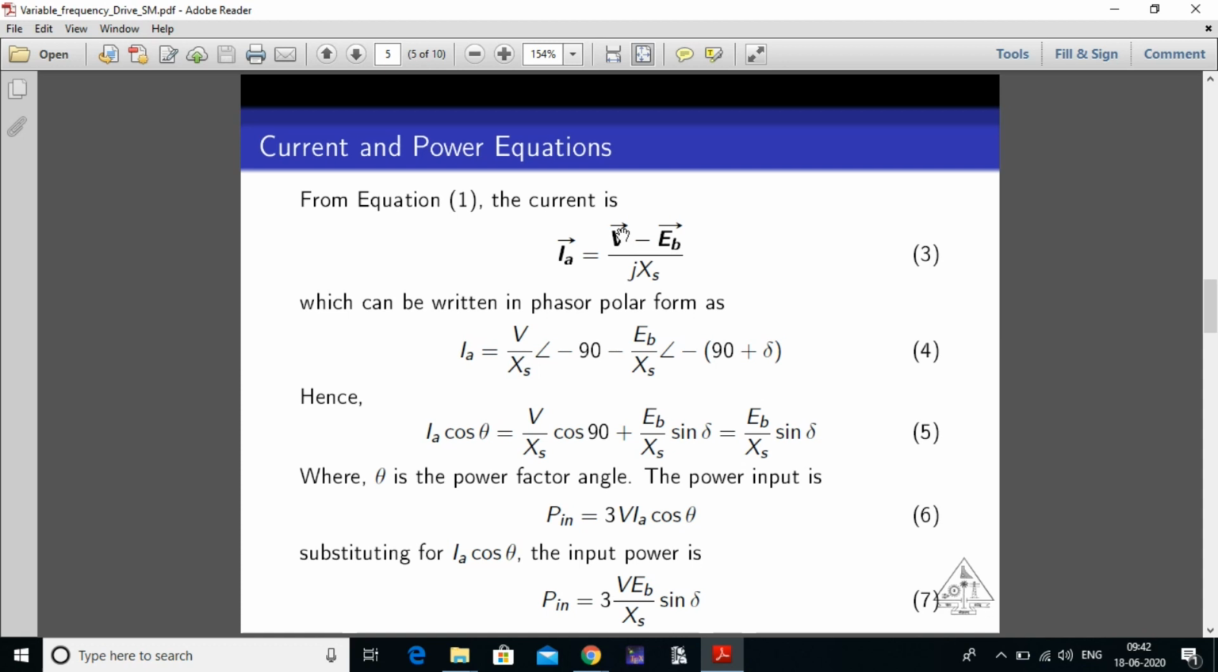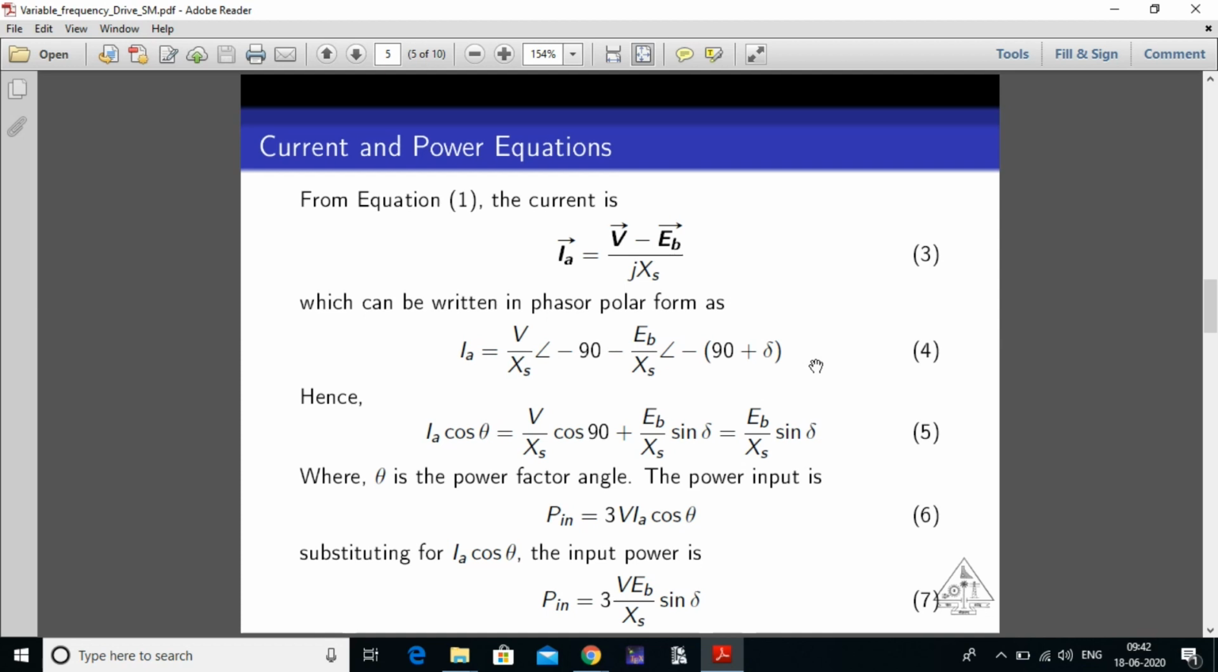Now, this can be resolved into two parts. One is V by jXs. Now j is nothing but angle 90, so 1 by j is angle minus 90. Therefore, V by jXs can be written as V by Xs angle minus 90, minus this is the Eb vector, Eb by jXs. Vector Eb is actually magnitude of Eb angle minus delta. That minus delta and this j is minus 90. Therefore, minus delta minus 90 is minus 90 plus delta. Therefore, this will be V by Xs angle minus 90 minus Eb by Xs angle minus 90 plus delta.